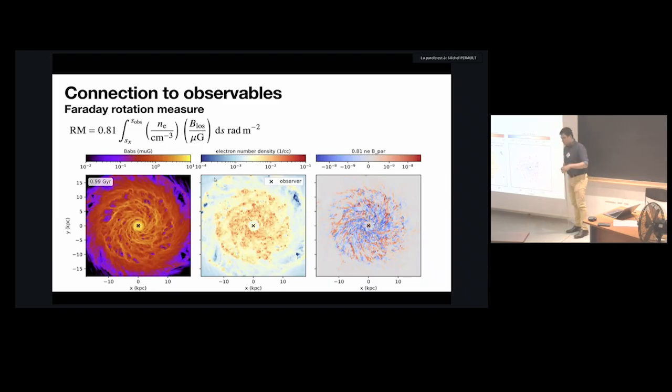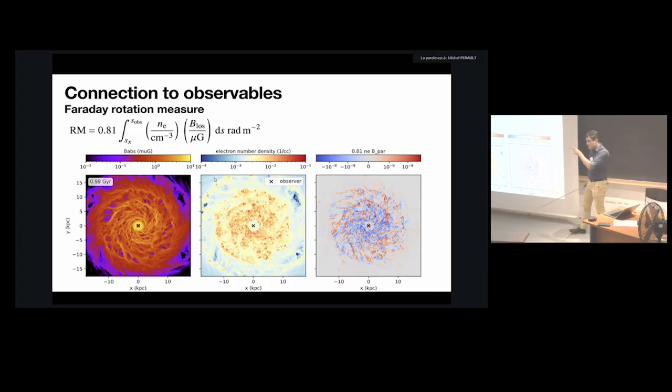Okay, so now let's go back to the observational domain and see how we can compare that to the actual data. So I do rotation measurements here, as we learned this morning. It's the integral over the electron number density and the magnetic field along the line of sight, and then you integrate along the line of sight. This is the magnetic field, this is the electron number density, and here is the differential contribution, n_e times the line-of-sight magnetic field, and I put an observer here in the center.